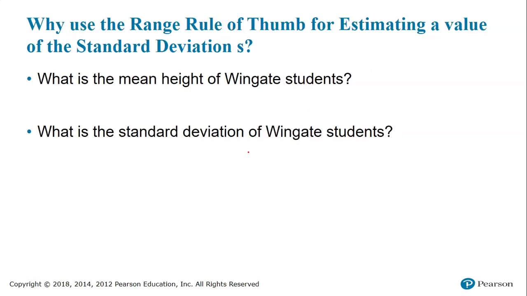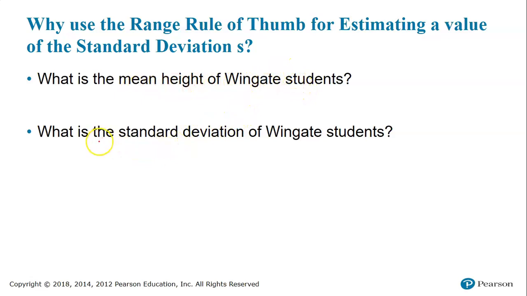Why do we actually need a range rule of thumb for estimating a value for the standard deviation? If I were to ask you the question, what is the mean height of Wingate students? We may not know the exact answer for that, but you would be able to at least give me some estimate, maybe 6'10", 6'11", 7 foot, something like that might be the highest, and then the lowest might be like 4'7", so the mean therefore might be like 5'10", 5'9", something of that nature. So we have some idea of how to find the mean height of the Wingate students.